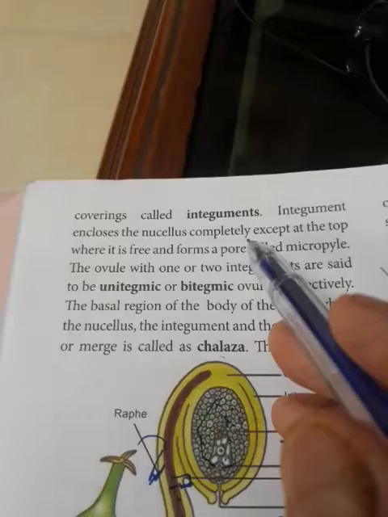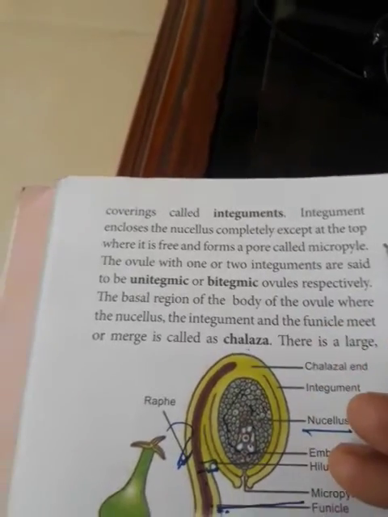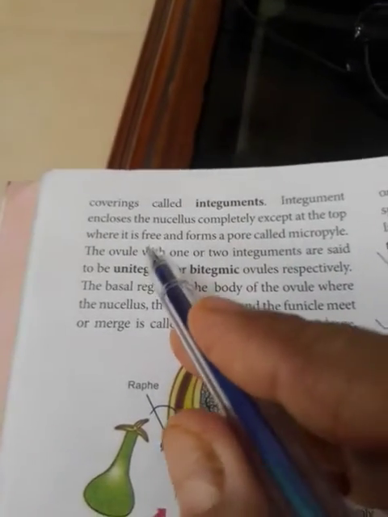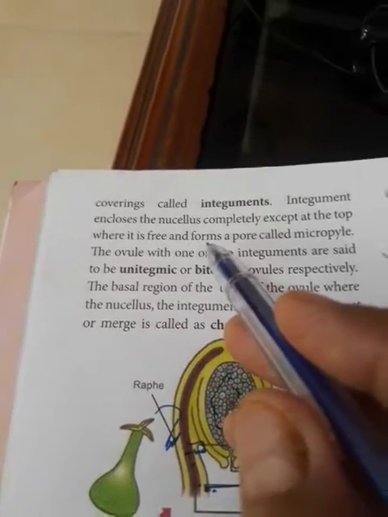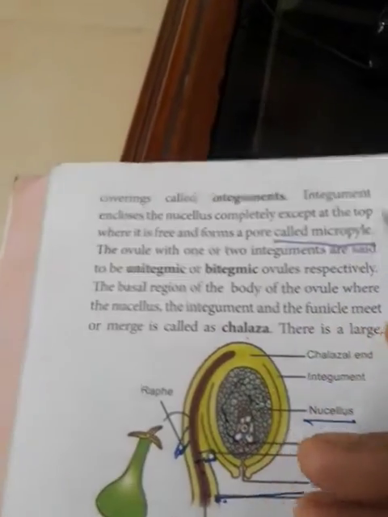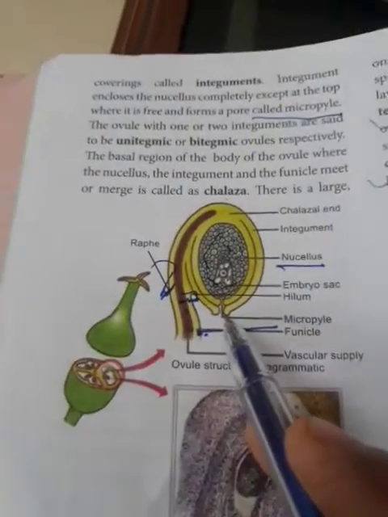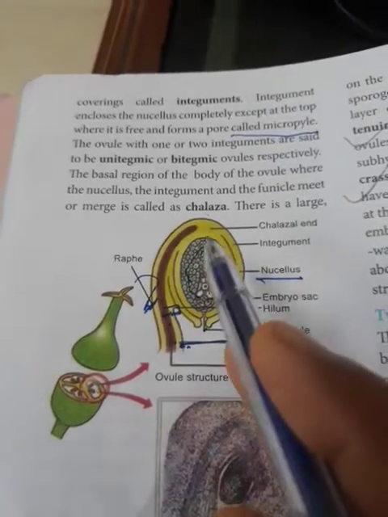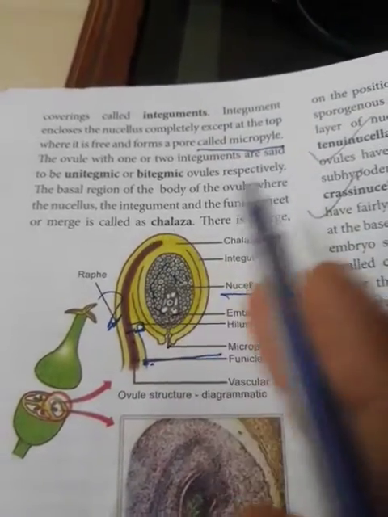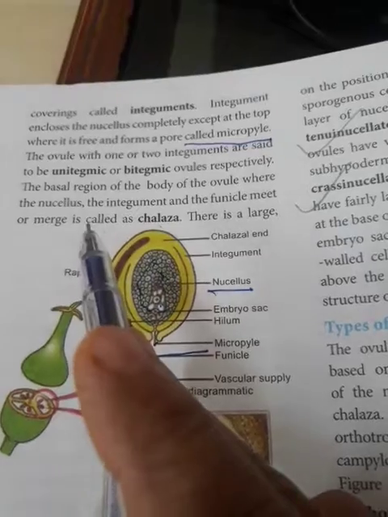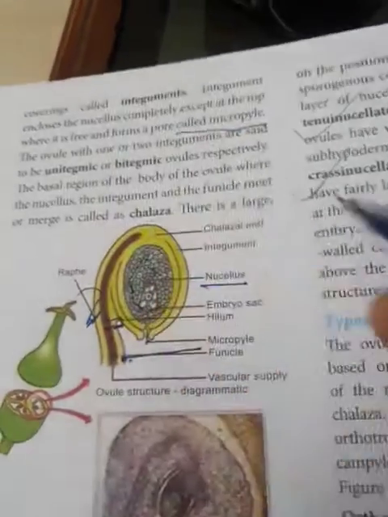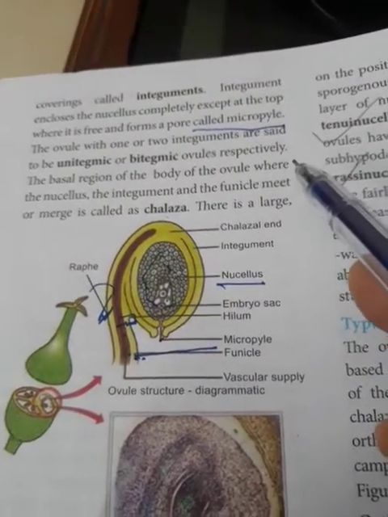The integuments enclose the nucellus completely except at the top of the ovule, which is free and forms a pore-like structure. It is called the micropyle. Ovules with one or two integuments are called unitegmic or bitegmic ovules respectively.